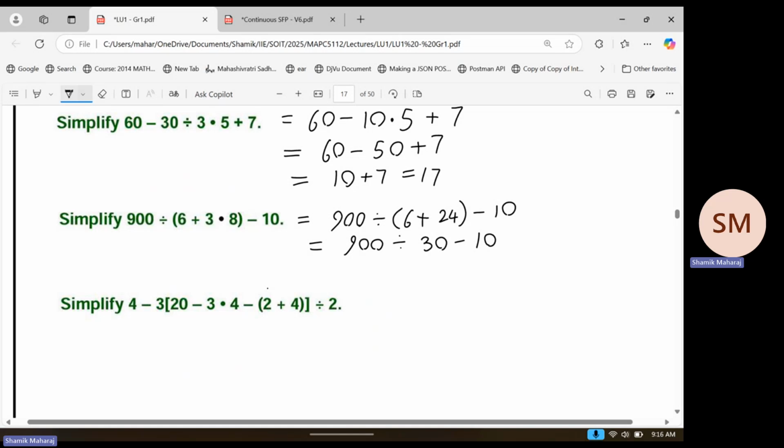Okay, then the next thing is we have division and subtraction. Obviously, division is first in BODMAS, so we do that first. 900 divided by 30, 30, right? So that should be 30 minus 10. That's the only thing left now, subtraction. So from that, we just get 20.